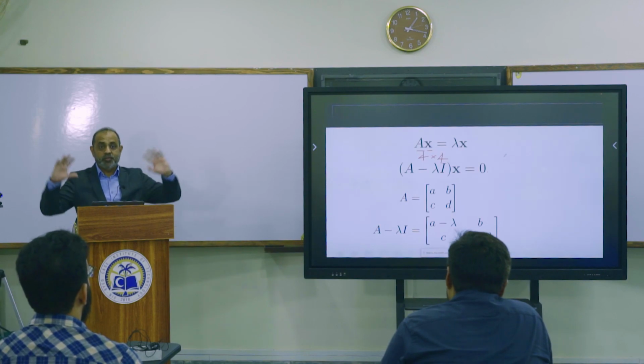So if you are in a 3-dimensional vector space, your vector will be in the 3-dimensional vector space. If it's a 2-dimensional vector space, your vector will be in a 2-dimensional vector space. If it's a 1-dimensional vector space, your vector will be in a 1-dimensional vector space. So you say this is a mathematical relationship.